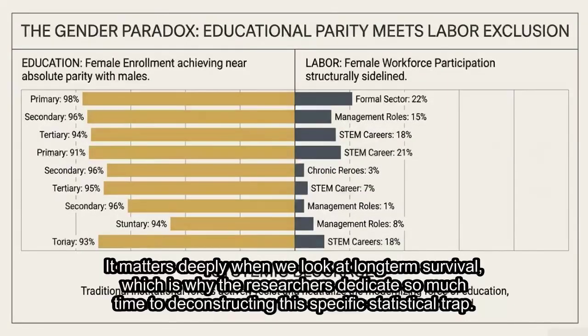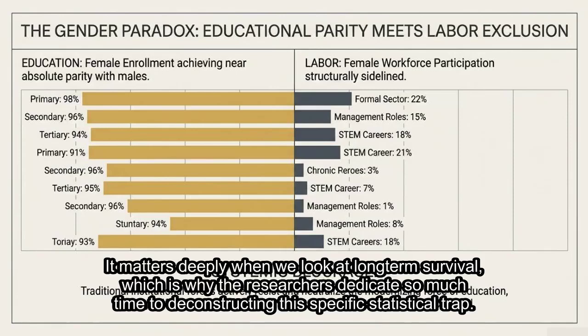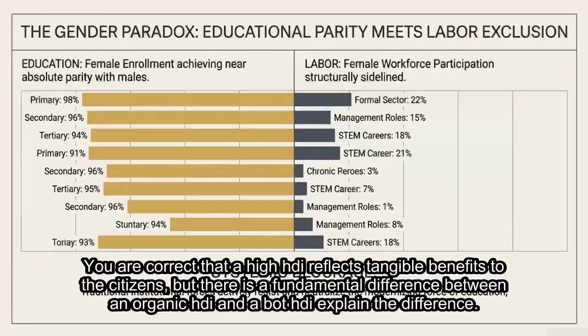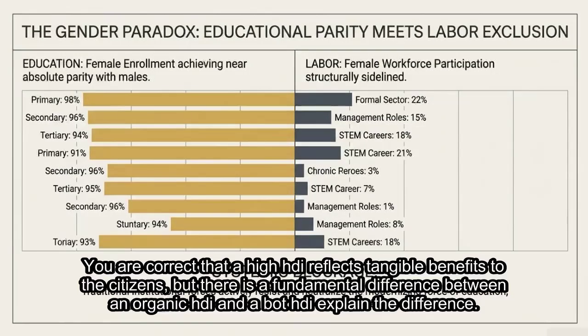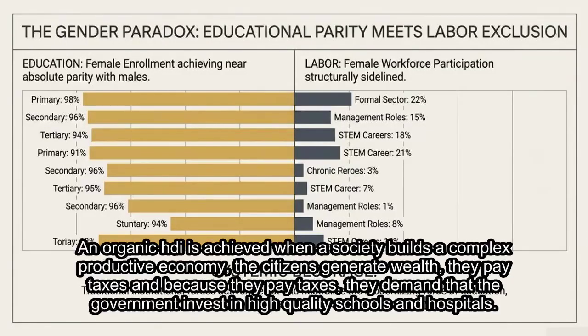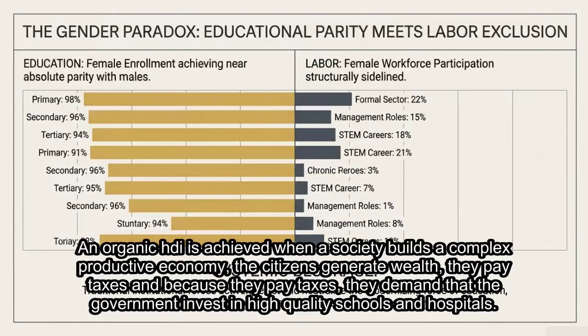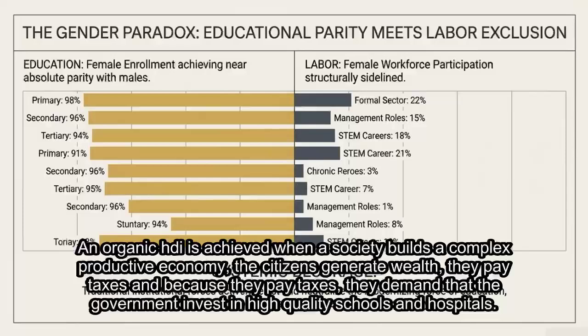True. If kids are in school and people are living longer, why does it matter if the government bought it with oil money instead of taxes? A win is a win, right? It matters deeply when we look at long-term survival, which is why the researchers dedicate so much time to deconstructing this specific statistical trap. You are correct that a high HDI reflects tangible benefits to the citizens, but there is a fundamental difference between an organic HDI and a bought HDI. Explain the difference. An organic HDI is achieved when a society builds a complex, productive economy.